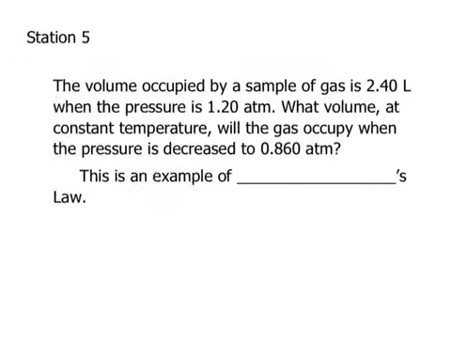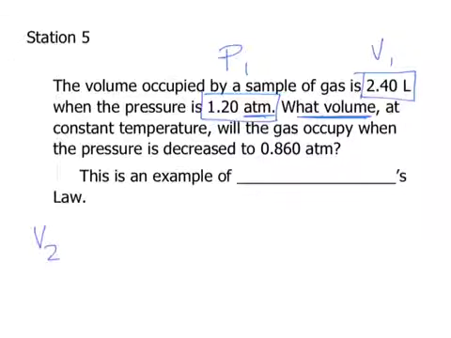Alright, next one we got, this one jumps to station 5, so we're a little bit out of order, but that's alright. For this one it says the volume occupied by a sample of gas, so this is my V1, when the pressure is, this is my P1, and I know that because my units are atm. What volume? So we're looking for another volume, so over here we are looking for V2, at a constant temperature, which means we do not worry about temperature. If we only have pressures and volumes, this again is an example of Boyle's law.